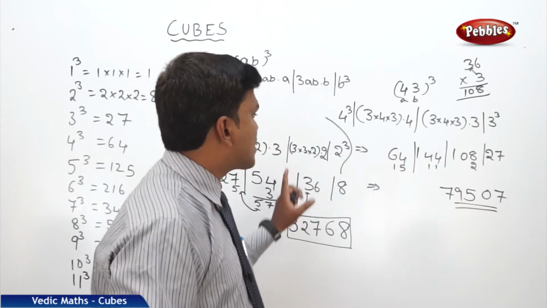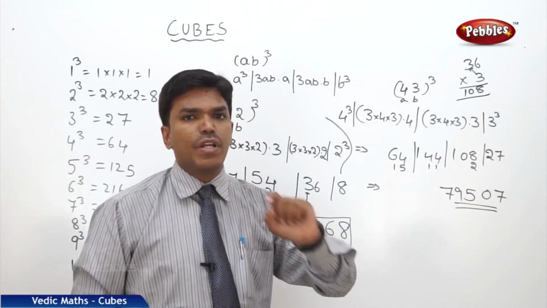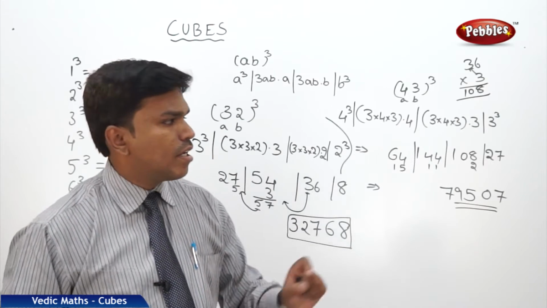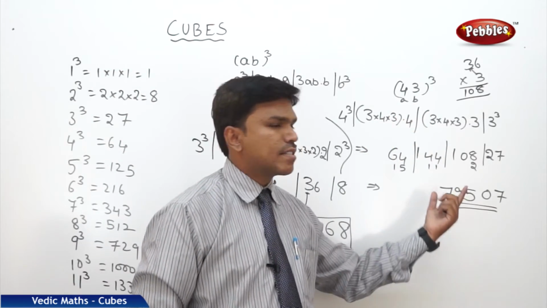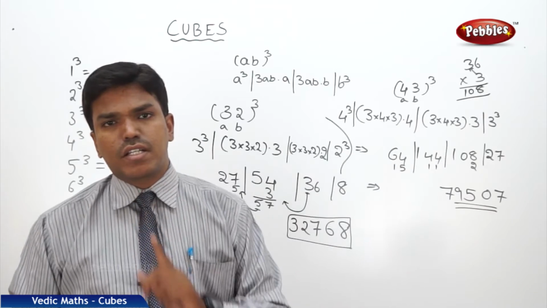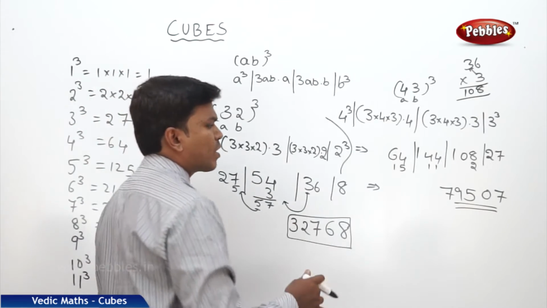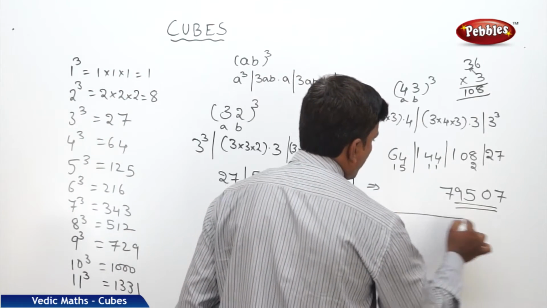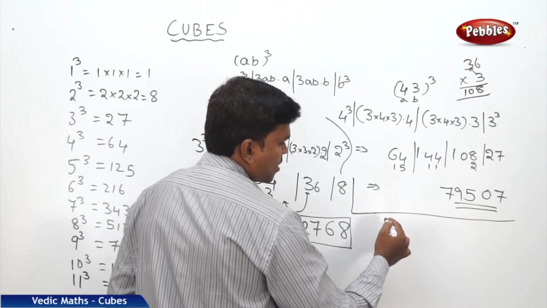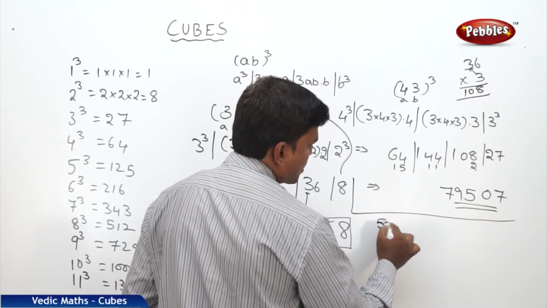See, in these two examples, I explained in a very detailed manner. But no need of even putting two steps like this. We can calculate within a single step. And let us see how. We'll take one more example. What is that example? Let us take 56 cube.